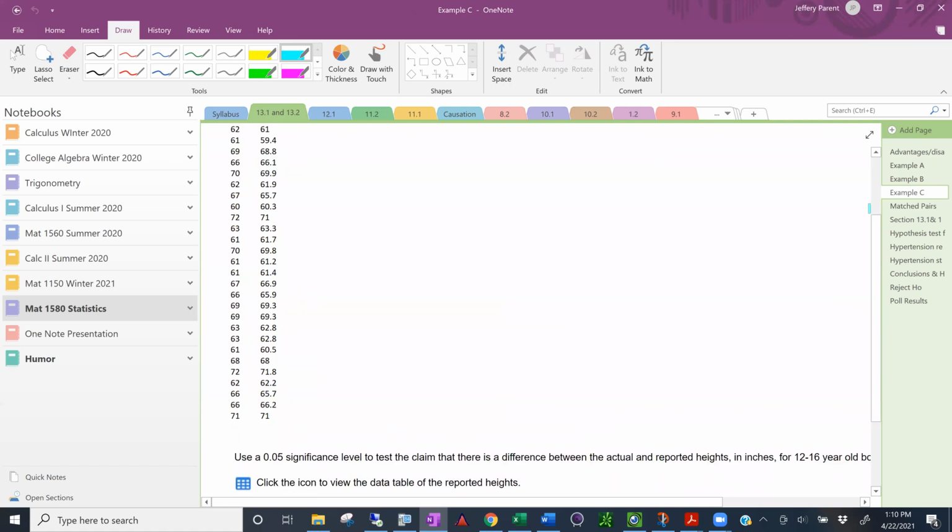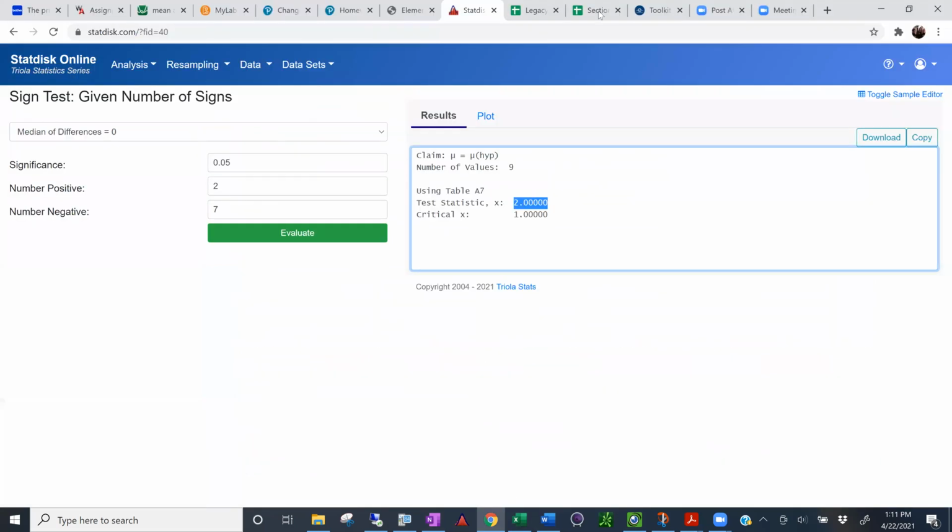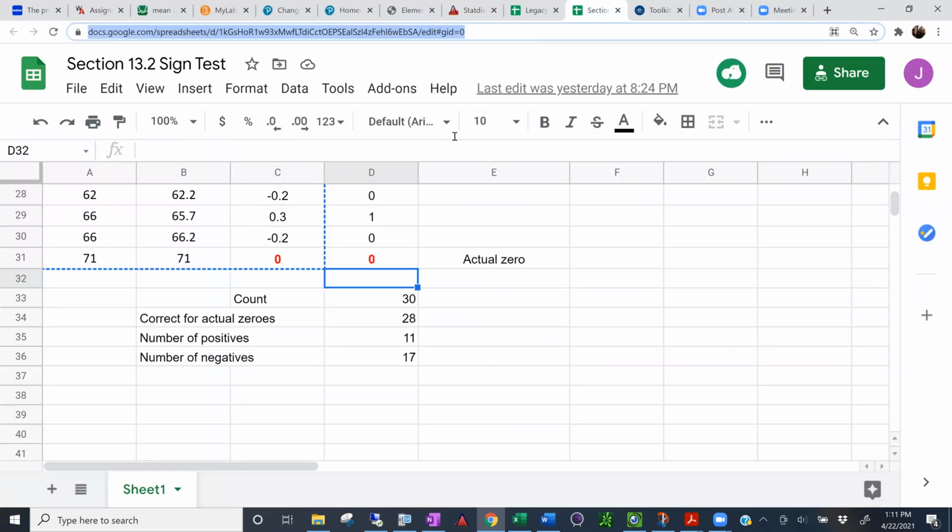Let's do another example. This one's example C. You're being asked to test the claim that there's a difference between the actual and reported heights for 12 to 16-year-old boys. And I think I sent you a link on that. If you don't have your email handy, let me see if I can find that link for us. I'll put that in the chat. You can copy it. There you are. So you can grab your own copy of this data.